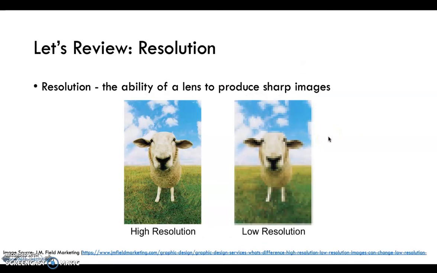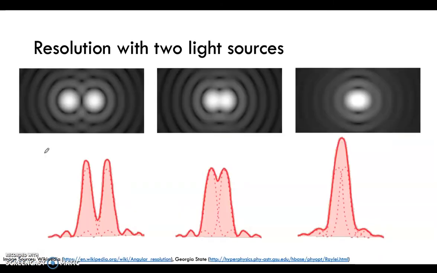And so the next term that we want to review real quick is resolution. Resolution really simply is the ability of a lens to produce sharp images. And so for example, you'll see that on the right there's a high resolution image of a sheep, and on the left is a low resolution image of the sheep. In terms of light in images, resolution explains how sharply we can distinguish two separate light sources.